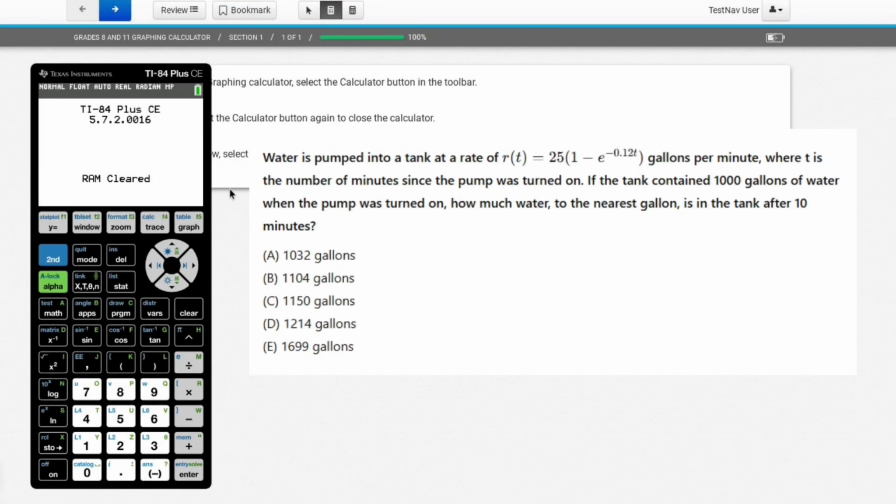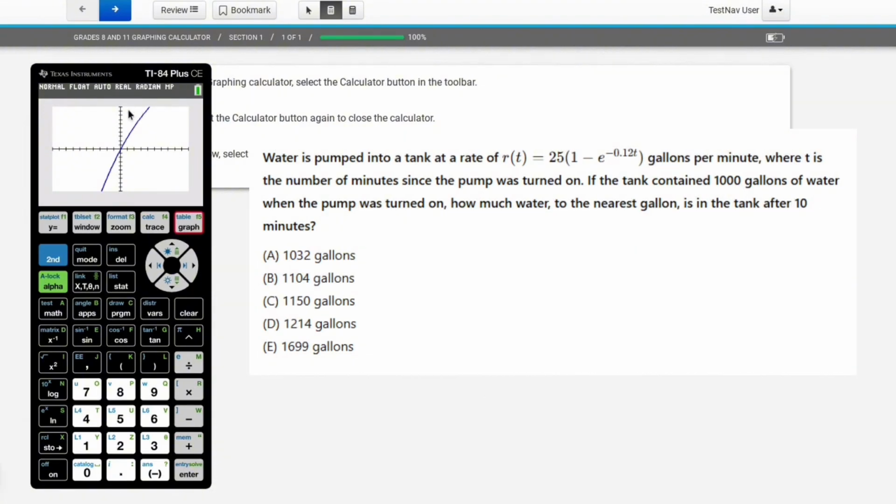Okay, so let's let our calculator do all the work. We care about doing stuff to the nearest gallon, which is going to make our life easier. First thing that we're going to do is run to y equals and then type in that integrand that we had. 25 times parentheses 1 minus e to the negative 0.12, and then x is going to be our t. Let's move to the right, close the parentheses, hit graph.